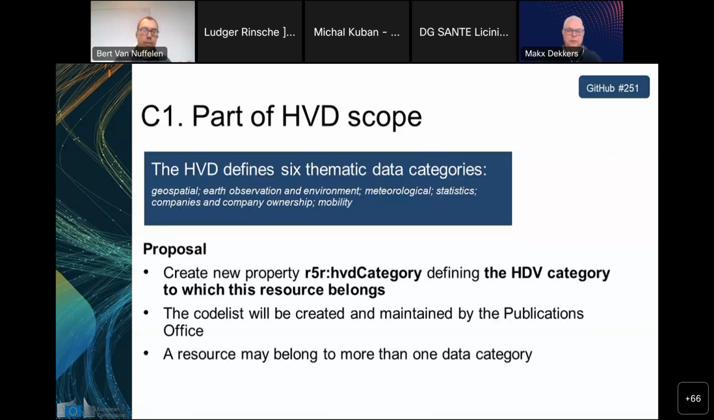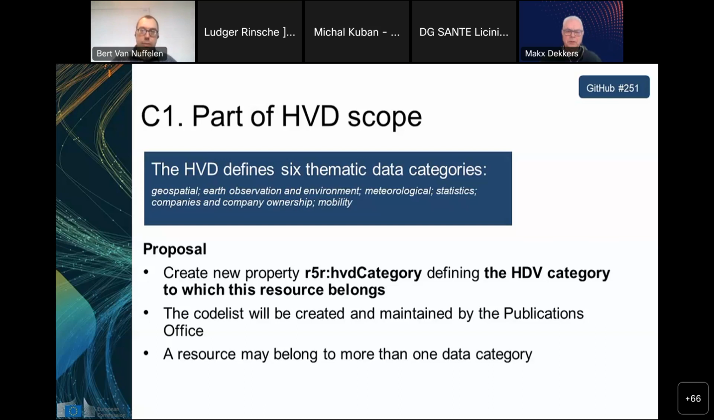Okay, so that was the two topics on that, the identification. So now we have colored it. Aside from coloring, there are these 6 thematic data categories. And here we want to introduce another property with a specific new code list to be created, still with the 6 thematic data categories. And that is, so R5R, and not MAG, but R5R, high value dataset category with this one.